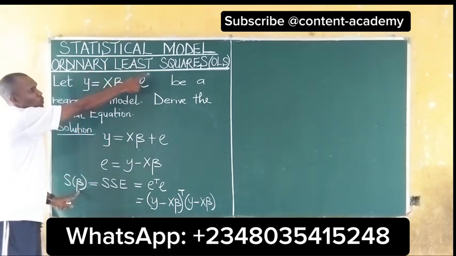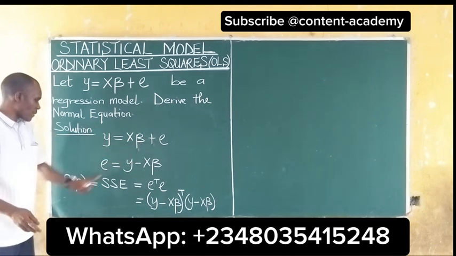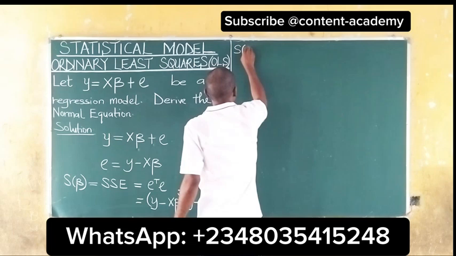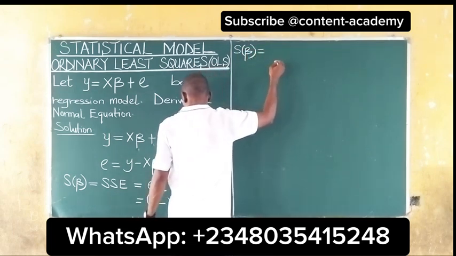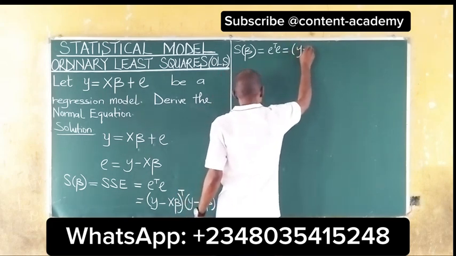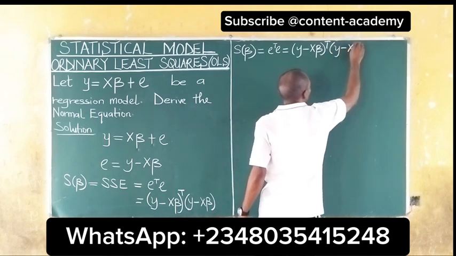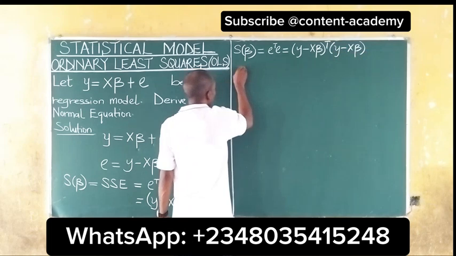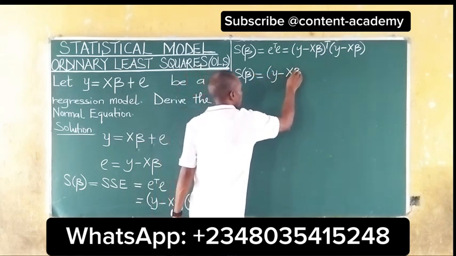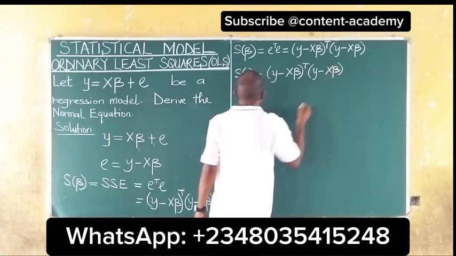Like we said, the goal of the ordinary least square is to find the vector that minimizes the sum of square error. So if we move over to this side of the board, our objective function is equal to E transpose E, which is equal to y minus Xb transpose multiplied by y minus Xb. It then means that our objective function is equal to y minus Xb transpose into y minus Xb.